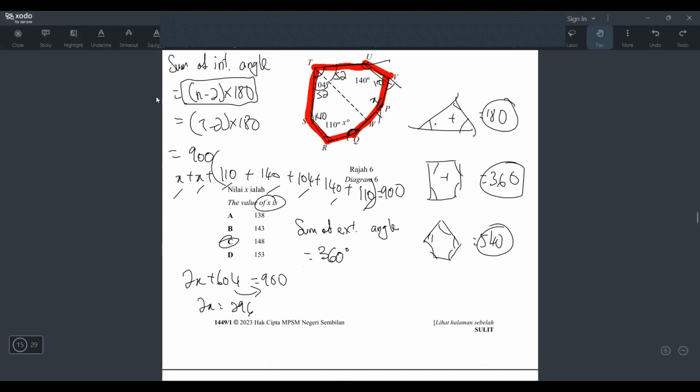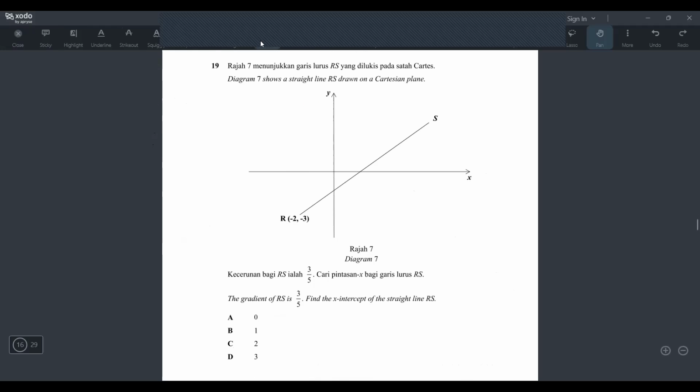Okay, so let's go to number 19. Diagram 7 shows a straight line RS drawn on the Cartesian plane. So I can see it. The gradient of RS is 3/5. So the gradient is 3/5. M is the symbol for gradient. Okay. Find the x-intercept of straight line RS.